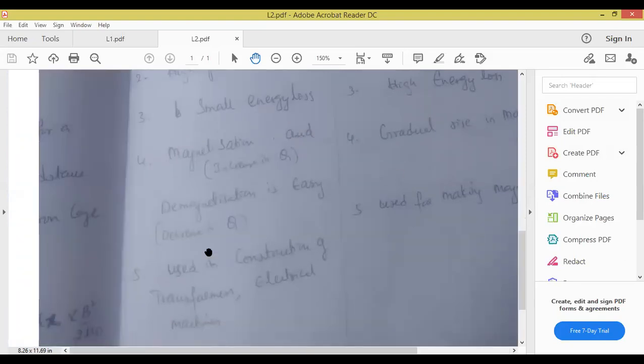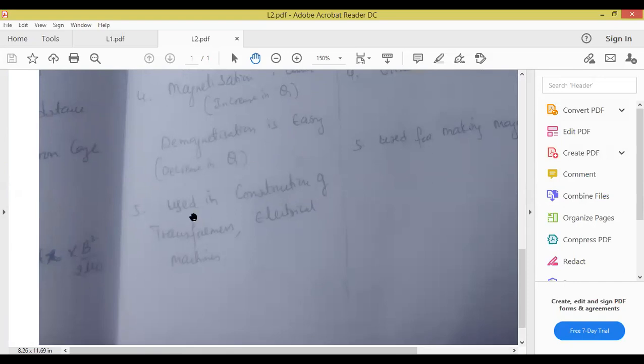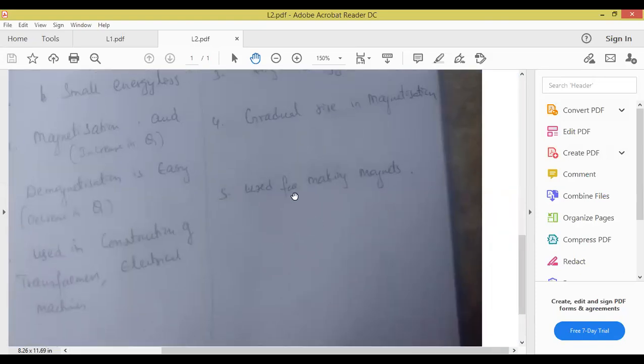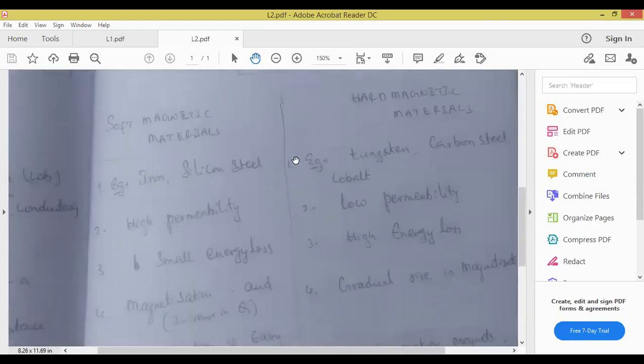Okay. Sir, where is it used? Where are these soft magnetic materials used? These are used in the construction of transformers and electrical machines. Electrical machine means your boring pump, water pump and fan. And this tungsten, all these are used for making magnets. There is a small topic in the material, you can read that one.